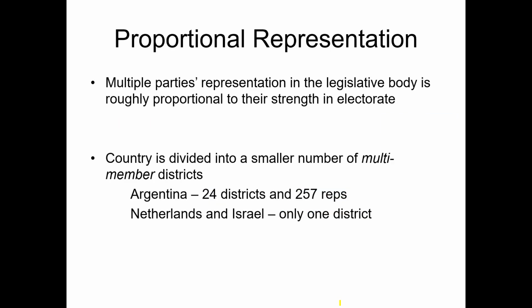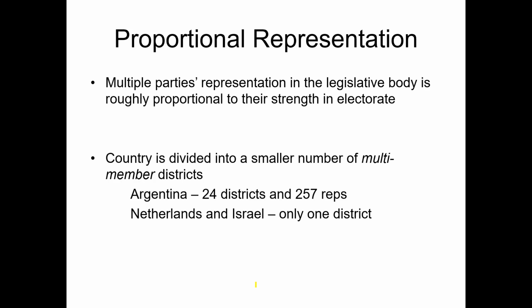An alternative to this is proportional representation, which occurs in most parliamentary type systems around the world, such as in Europe. This is where multiple parties are represented in the legislative body, and they are roughly proportional to their strength out there in the electorate. So what happens here is that a country is divided into a smaller number of districts, and these are multi-member districts. So the districts are bigger.